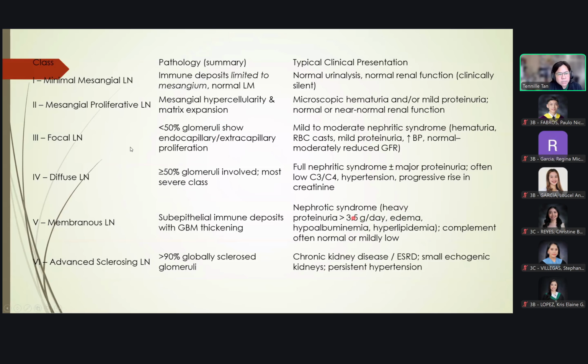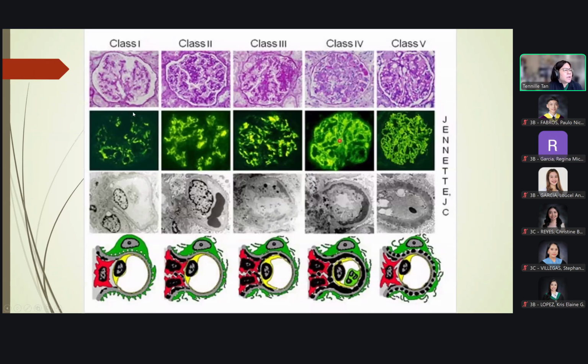So just showing the histologic picture. In class 1, you'll see normal looking glomeruli. In class 2, you'll see there are already some changes. You'll see hypercellularity, so an increase in the number of cells in the mesangium, and expansion of the mesangial matrix.